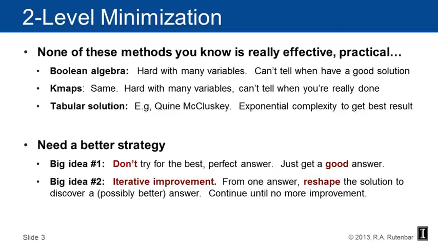And there are tabular solution techniques, famous things like Quine-McCluskey. They have an unfortunate problem, which is they're intrinsically exponential. So you can get a good result, you just can't afford it. We need a better strategy. We really need a very different idea here.